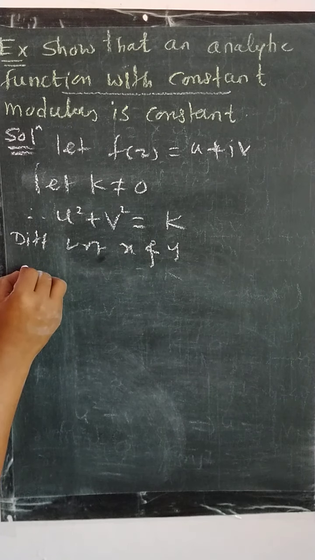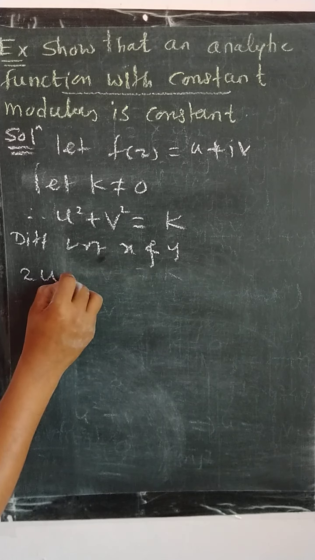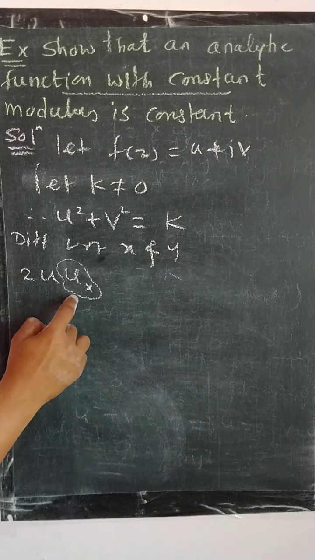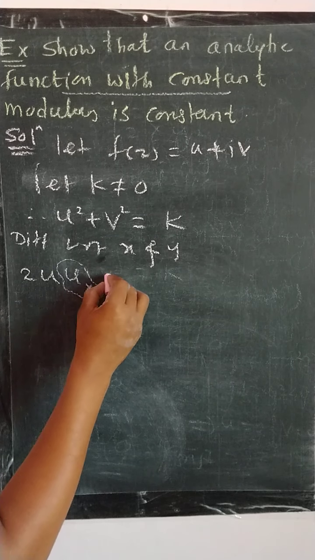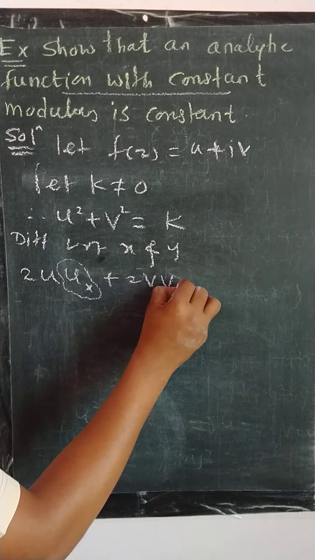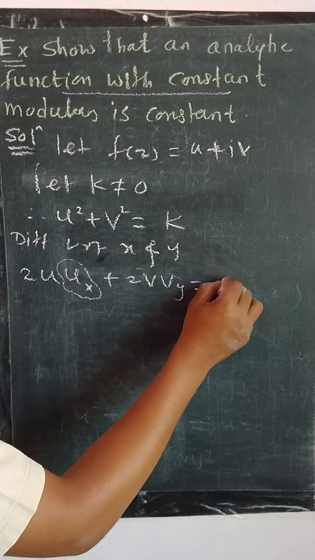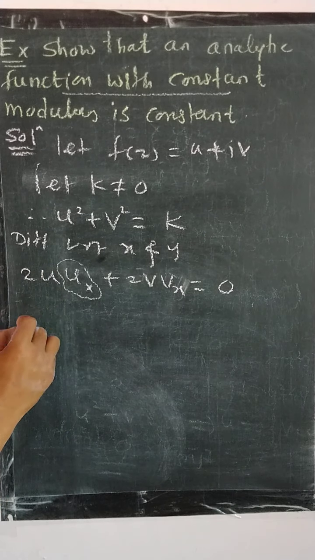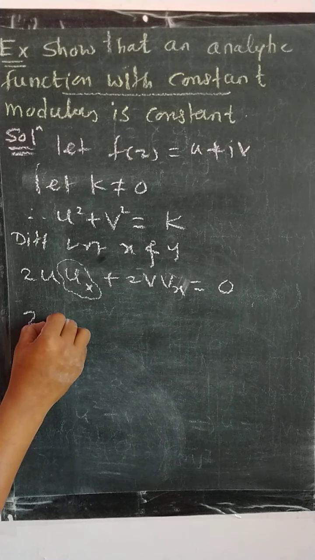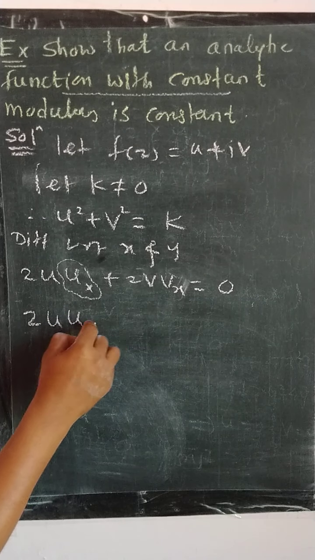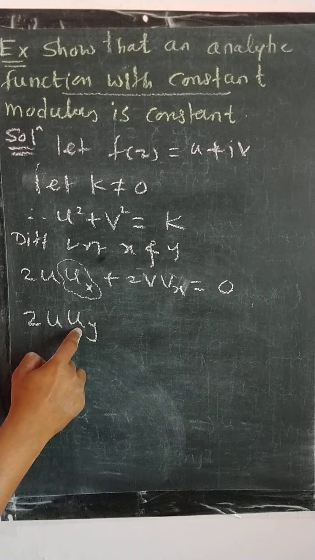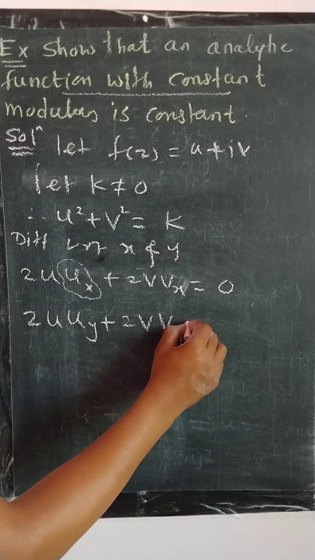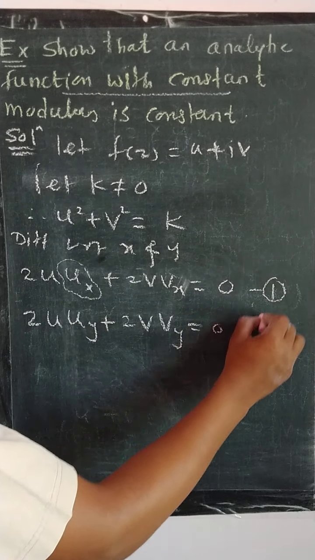So the derivative with respect to x will be 2u ux, this is the notation of partial derivative of u with respect to x, plus 2v vx is equal to derivative of k, which is 0. And then derivative with respect to y will be 2u uy, this is the notation of partial derivative of u with respect to y, plus 2v vy equal to 0. So these two relations we are having.